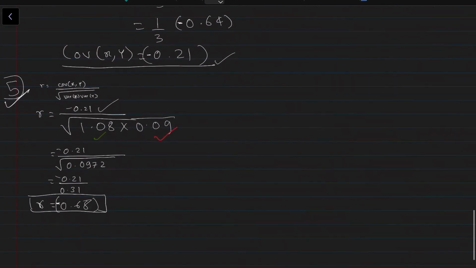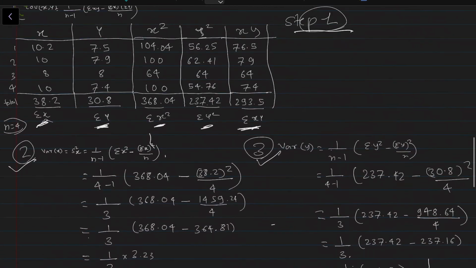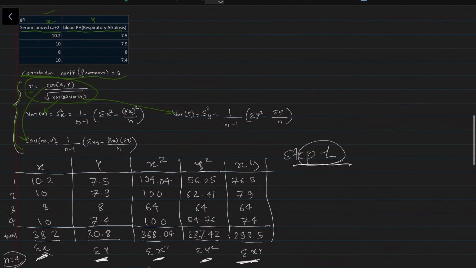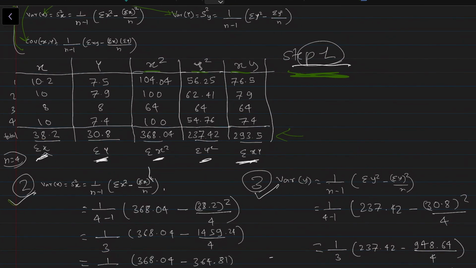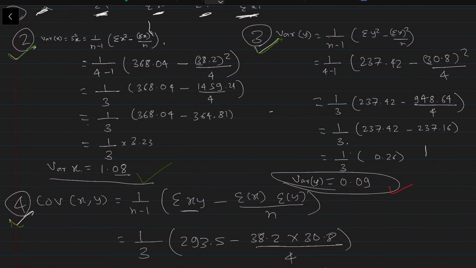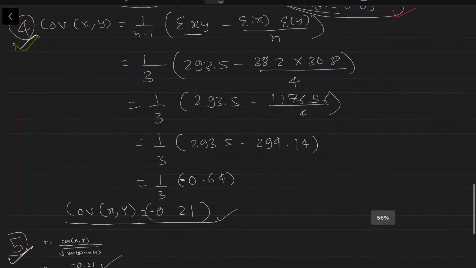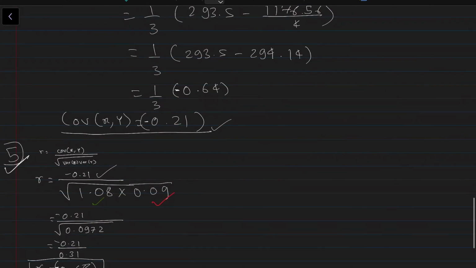So here is a quick summary of this entire example. So we had this data and all those formulas. Based on that, the first step is just to get that table with all the additional columns and the final row. Second step is variance of x. Third is variance of y. Fourth is calculating covariance between x and y. And the final step is getting the r using all those components.